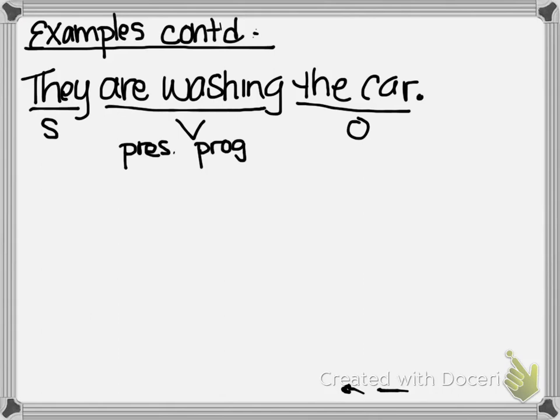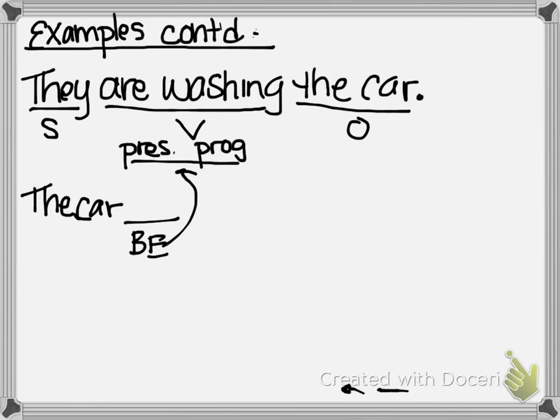Okay. Right now, step 2, we need to change our object into the subject position. So the car is our new subject. The car. And then we need a be verb that comes next. And our be verb, the verb tense, is going to be present progressive. So present progressive of be, the car is being. Okay, so we're going to change it to is instead of are because the car is singular. So we're going to use the car is, and then progressive is being.